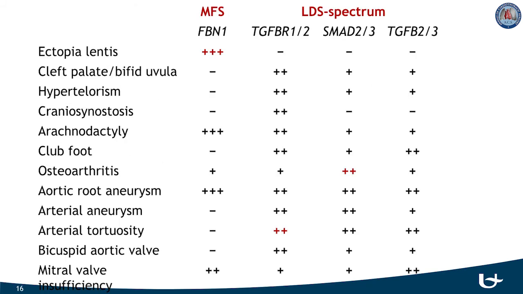When we look at the individual phenotypical characteristics of the patients within the LDS spectrum, we see a lot of overlap of the existing phenotypical traits. One definitely distinguishing feature between Marfan syndrome and LDS is the presence of ectopia lentis, which seems to be uniquely associated with Marfan syndrome.